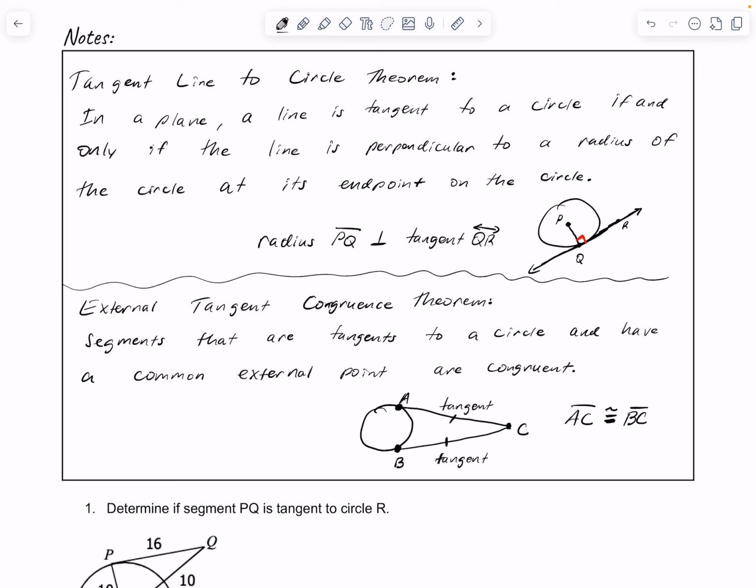All right, there will be instructions later on these problems that say if it looks like it's a tangent, go ahead and assume it is. But if it doesn't say that, you do have to make sure that it is perpendicular before you can use that right angle.